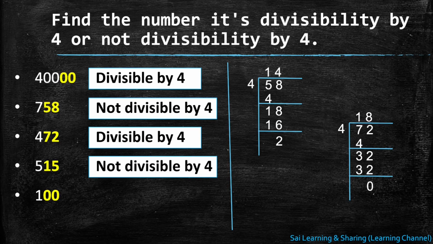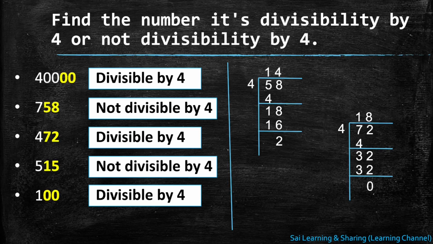The next one, we know this very well. In the ones and the tens place, it is written 0. So it is divisible by 4. I hope you all got all the answers correct. If you get all these answers correct, that means you understand the concept of the divisibility rule by 4.